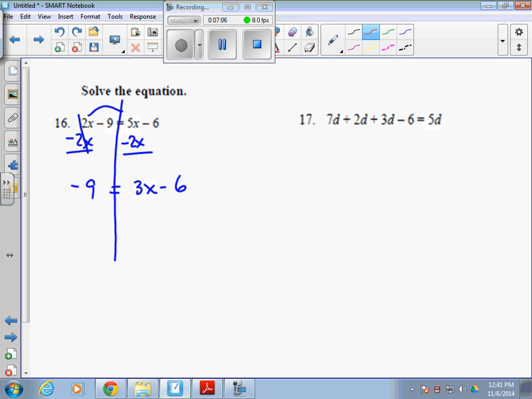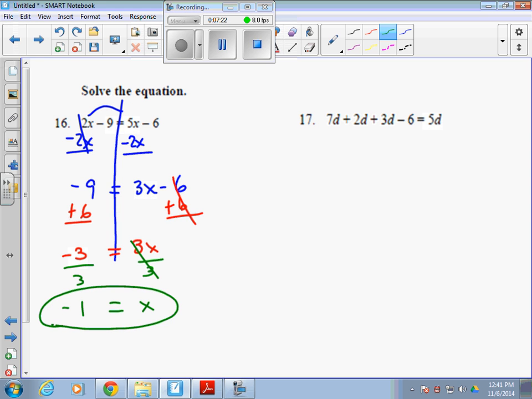Get rid of that minus 6 by adding it. If you add it there, add it here. Negative 9 plus 6 is negative 3 equals 3x, and this cancels out. Get rid of 3 times something by dividing by 3 on both sides. A negative divided by a positive is going to be a negative. 3 goes into itself 1 time.